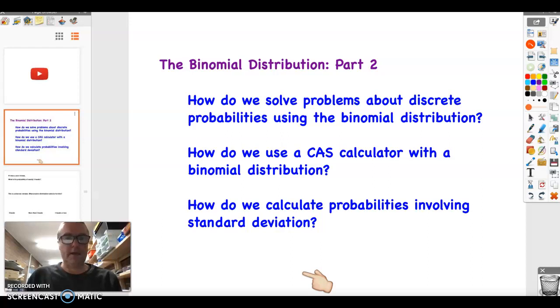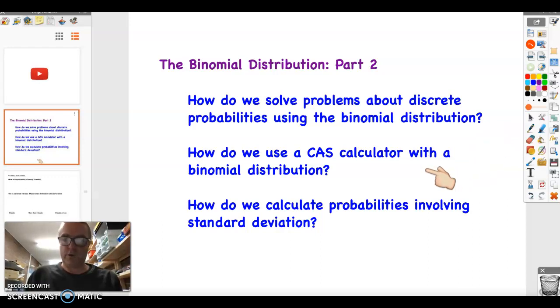G'day everybody, this lesson is part 2 of the binomial distribution. In this lesson we'll touch on the formulas that we learned in part 1 about calculating probabilities with this distribution. We'll solve some problems about discrete probabilities with the binomial distribution.